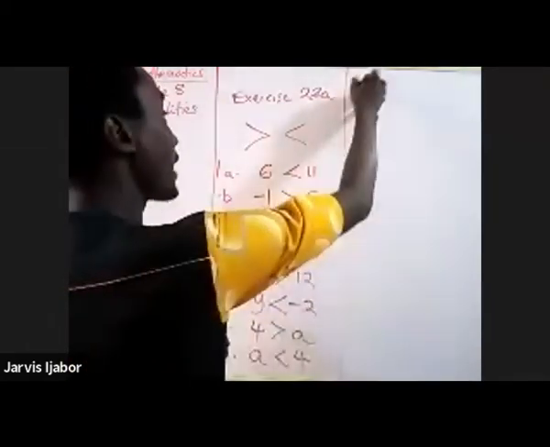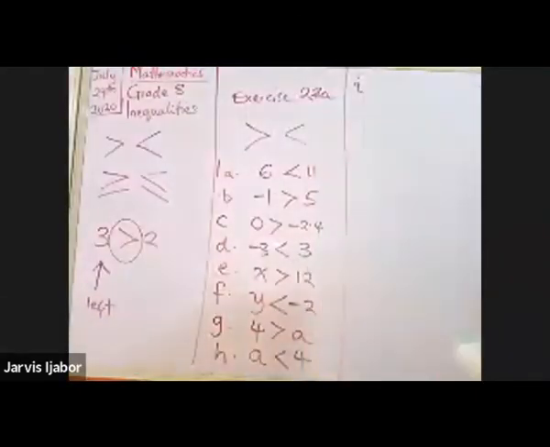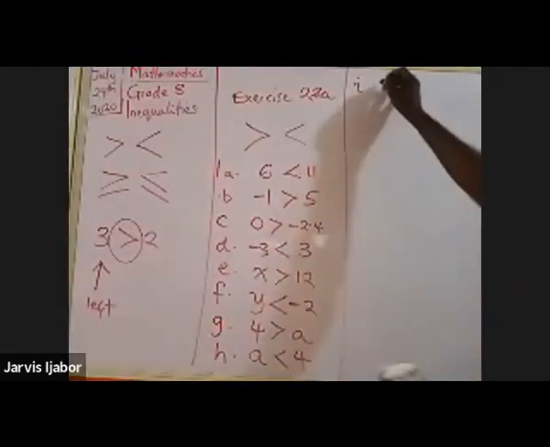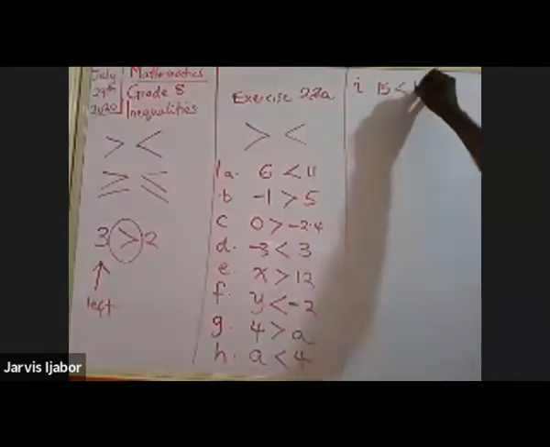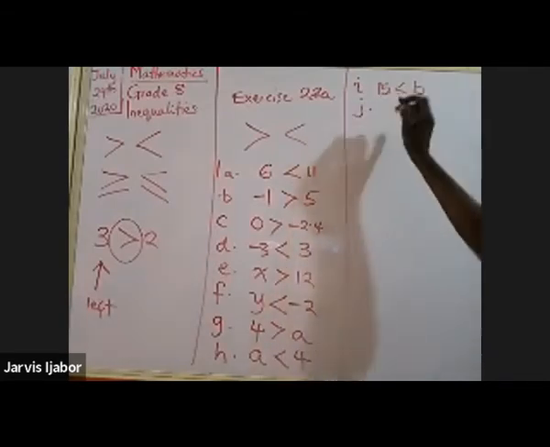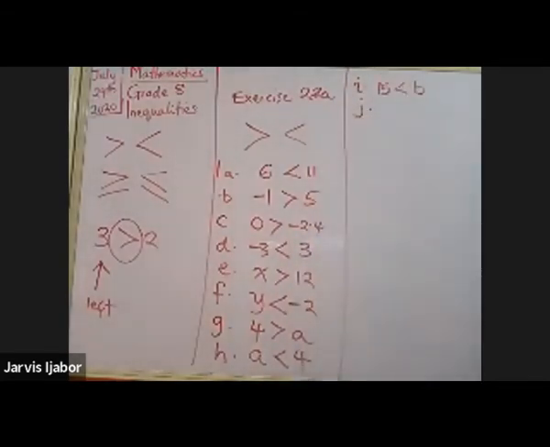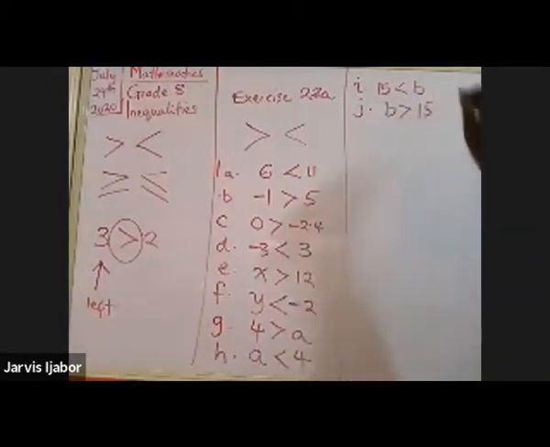Let's come to I. In I, 15 is less than B. J, B is greater than 15. So that is sorted out. So those are the answers to the question.